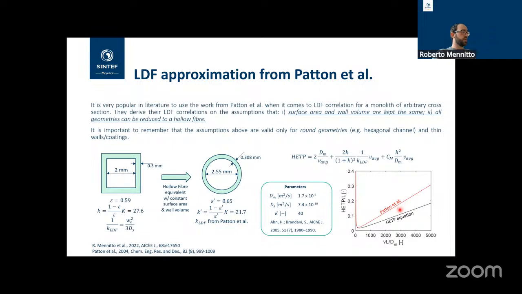So again, it can be used as an approximation when it comes to hexagonal channel with thin walls. But in any other case, I would suggest to use the corrected thickness.